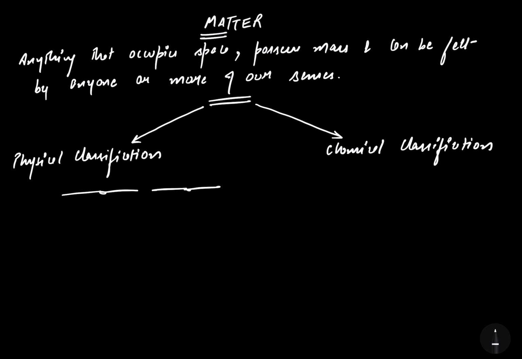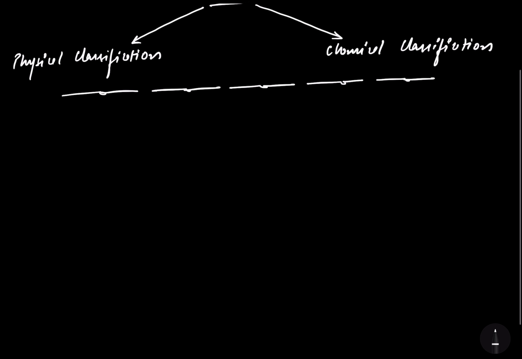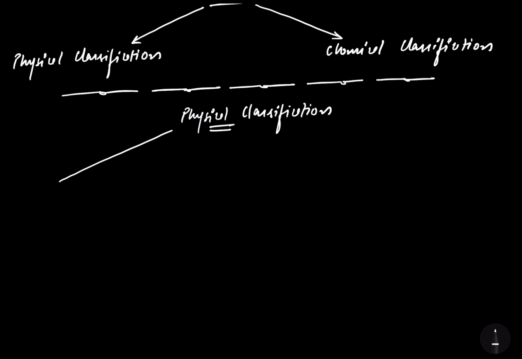First of all, I will talk about the physical classification. I'm writing my main heading: physical classification. Matter is classified physically into three types. The first one is solid, the second one is gas, and the third one is liquid.